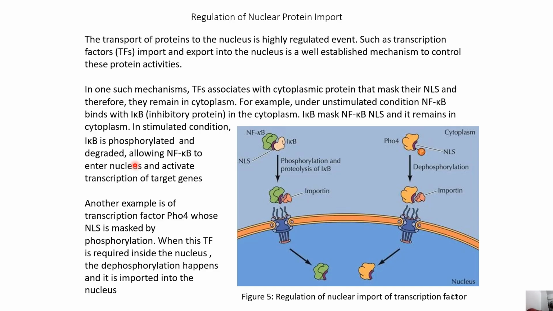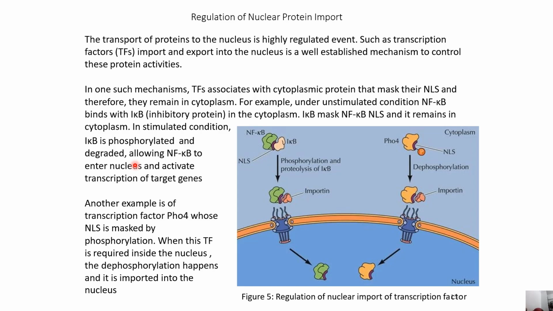Now, regulation of nuclear protein import. The transport of proteins to the nucleus is a highly regulated event. For transcription factors, import and export into the nucleus is a well-established mechanism to control their activities. One such mechanism: TFs associate with cytoplasmic proteins that mask their NLS, and therefore they remain in the cytoplasm.